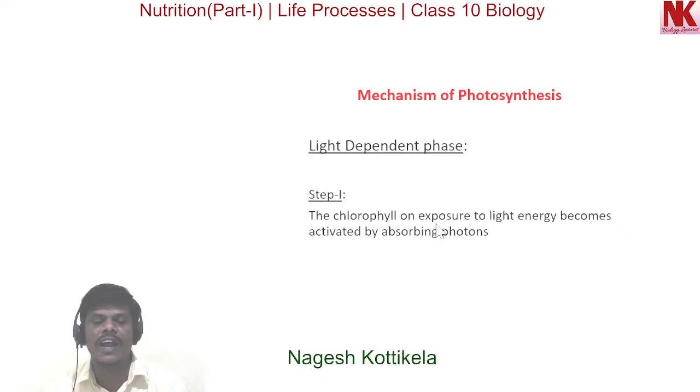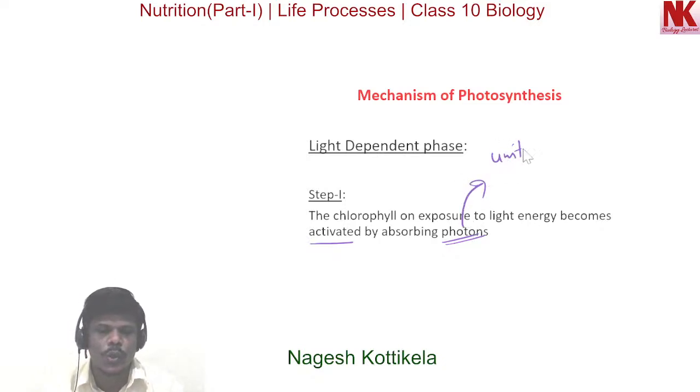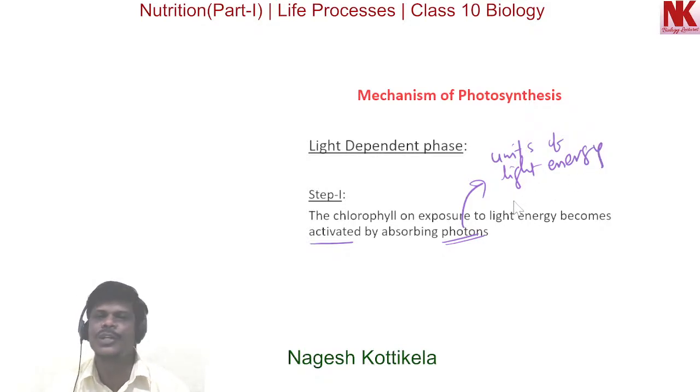Now moving to the continuation, step 1. The chlorophyll, on exposure to light energy, becomes activated by absorbing photons. One very important word here is photons. These photons are nothing but units of light energy. In very simple words, photons are the units of light energy. It is one type of elementary particle.